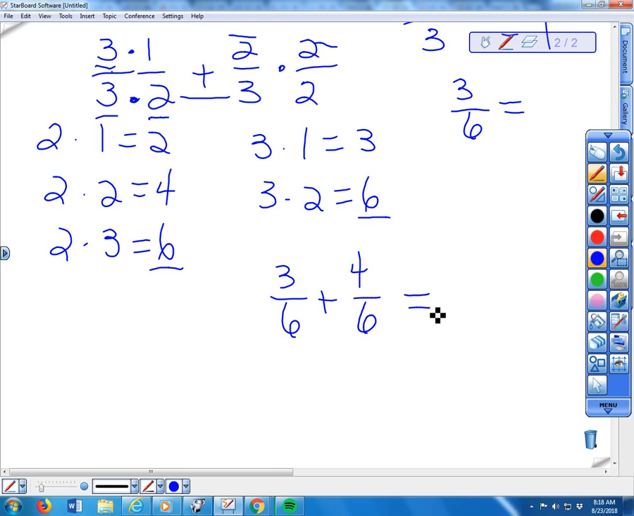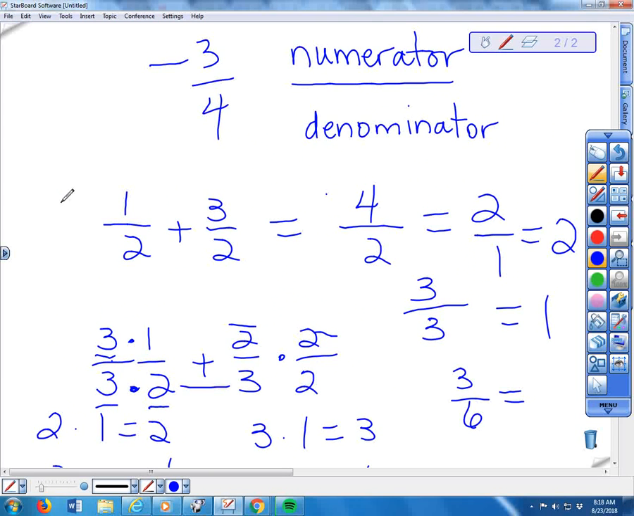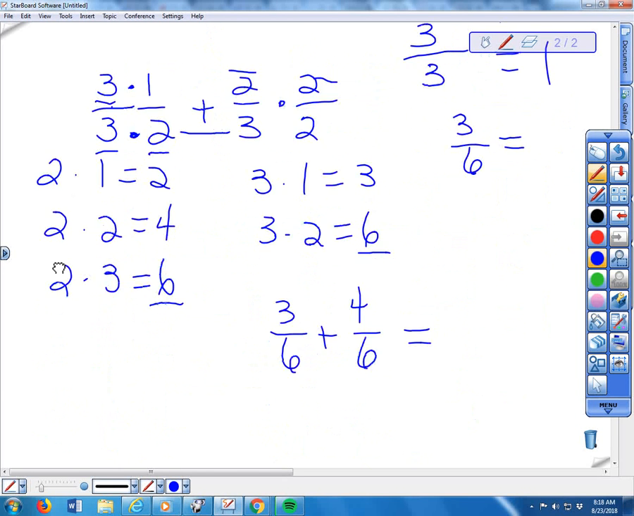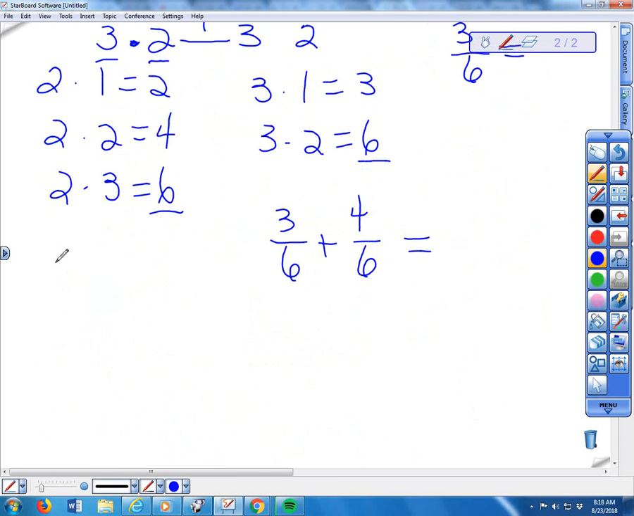And now I have the same denominator. So now I'm back to a problem like the first one we did. Okay? 3 plus 4 is 7. And then I don't add these, right? The denominator is 6. So the answer to that problem is 7/6.